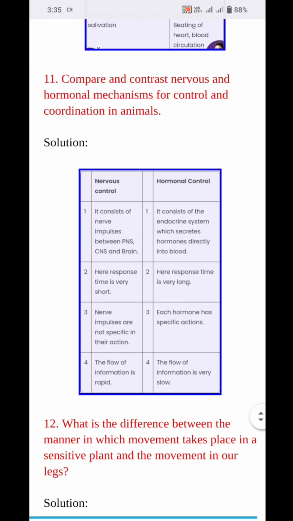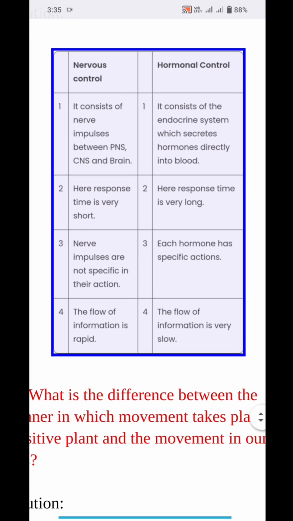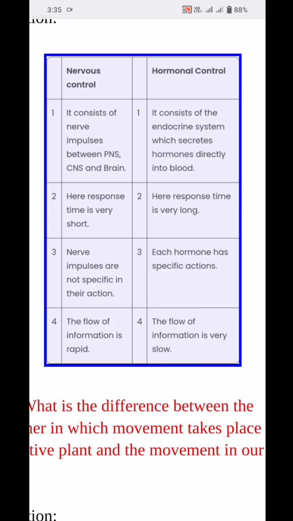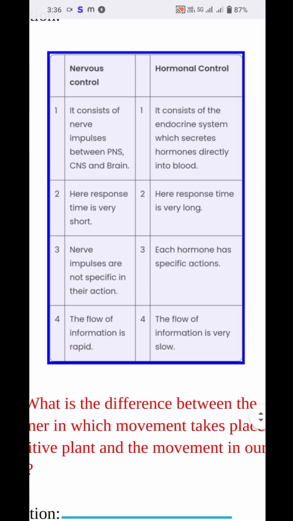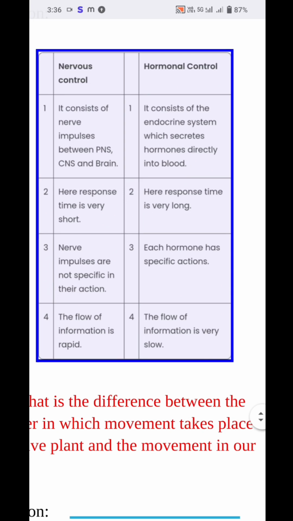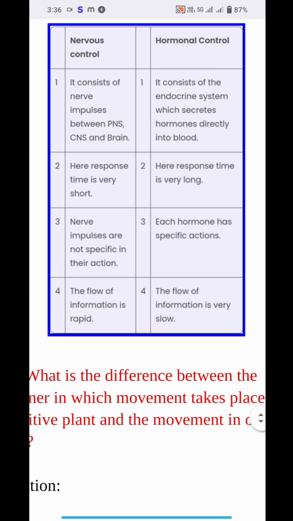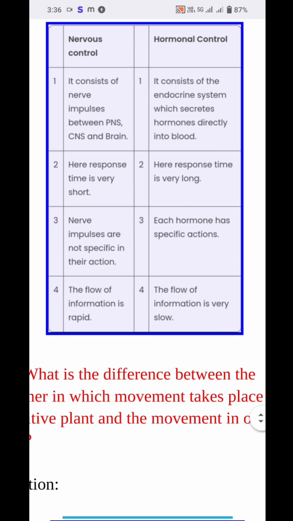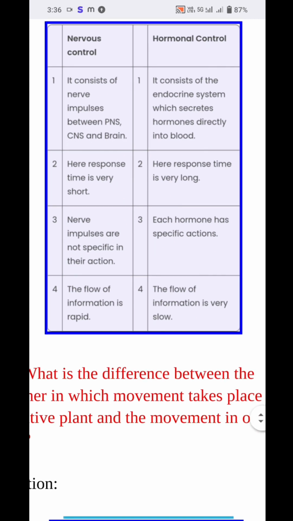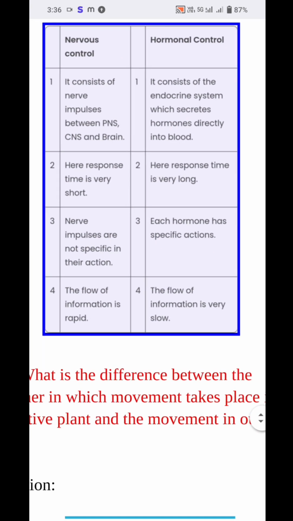Question number 11. Compare and contrast nervous system and hormonal mechanisms for control and coordination. Nervous control: it consists of nerve impulses between the PNS, CNS and brain, that is the peripheral nervous system and central nervous system. Hormonal control: it consists of the endocrine system which secretes hormones directly into blood. Nervous control: here response time is very short. Hormonal control: here response time is very long.